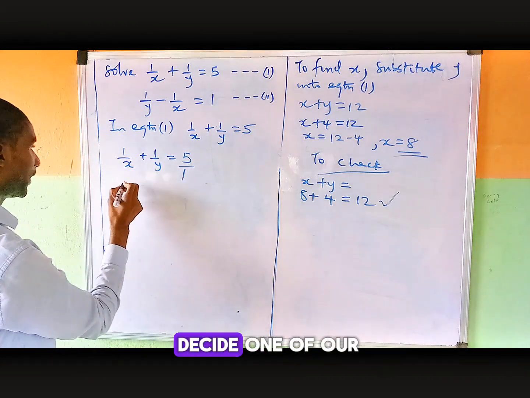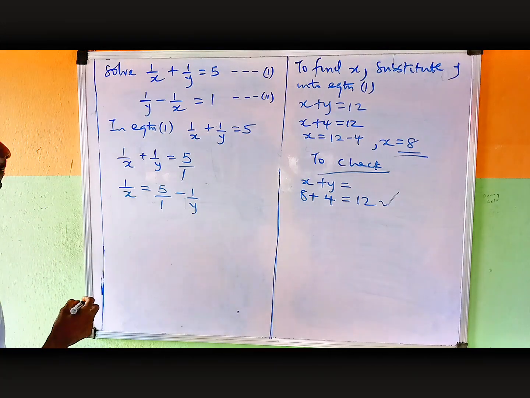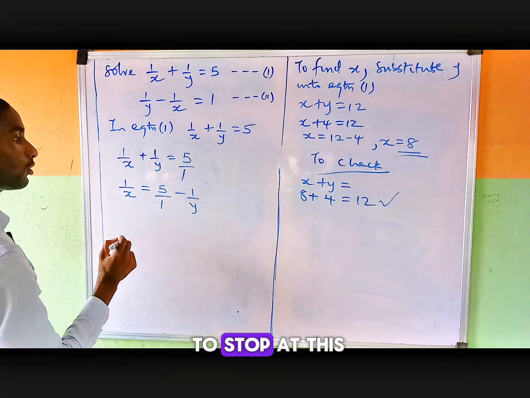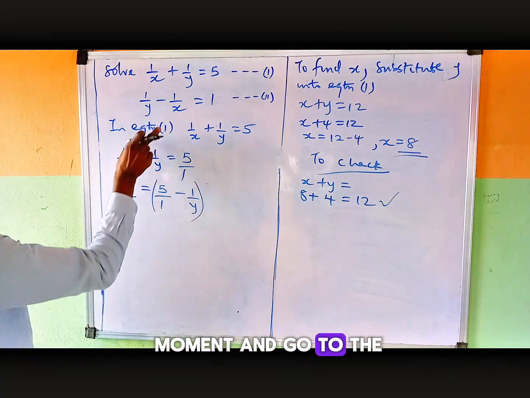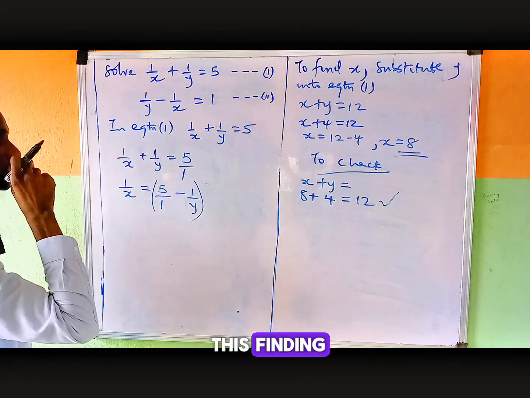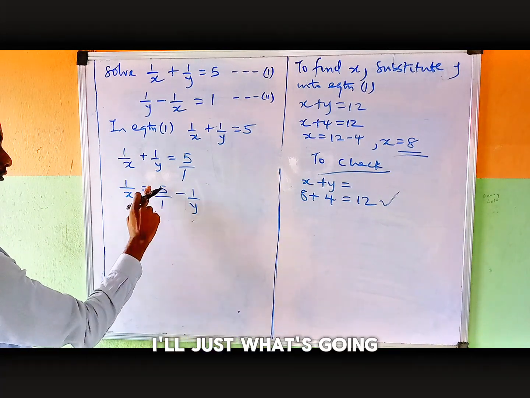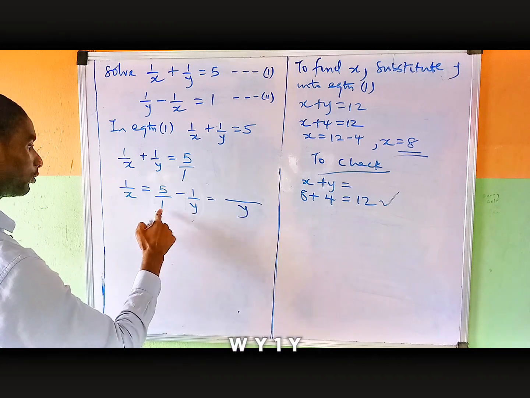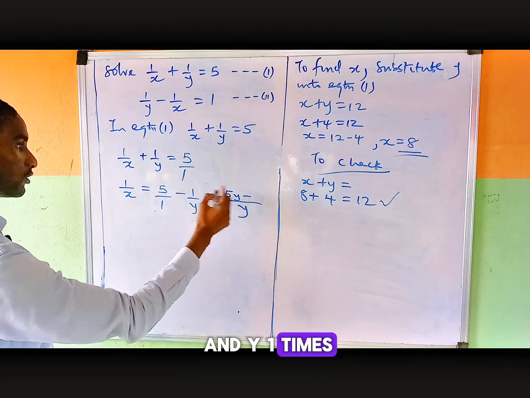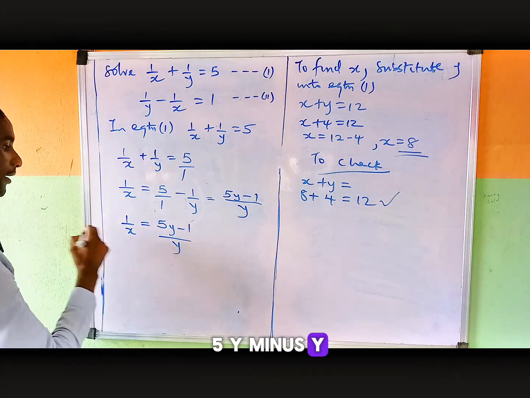If I move this to this side, I have 1 over x equal to 5 over 1 minus 1 over y. Alright? That is 1 over x. So I can decide to stop at this point and just go to the next equation and replace my 1 over x with this value. And I can as well complete this. If I want to complete this, what's going to be my LCM? That will be y. 1 in y is y times 5, 5y, minus y in y, 1 times 1, 1. So 1 over x is equal to (5y minus 1) over y.